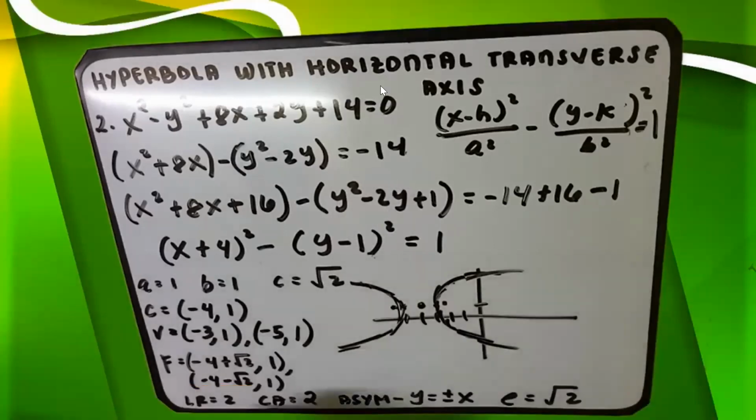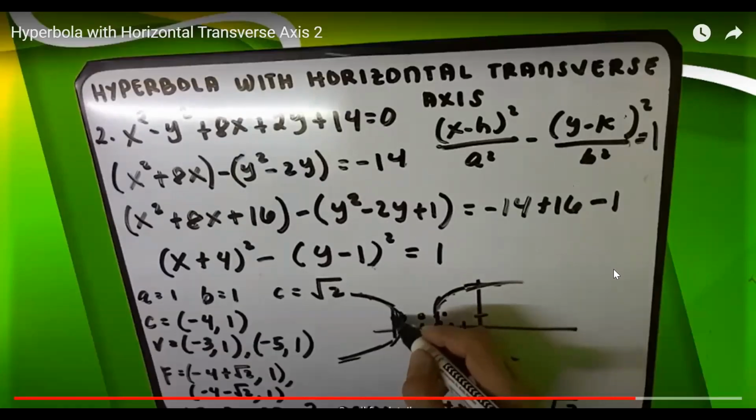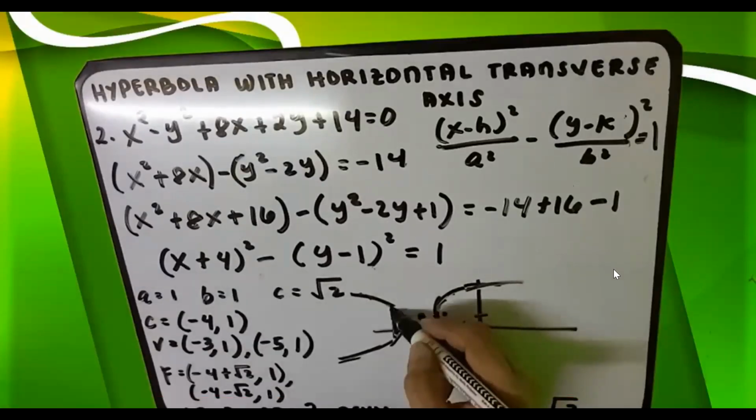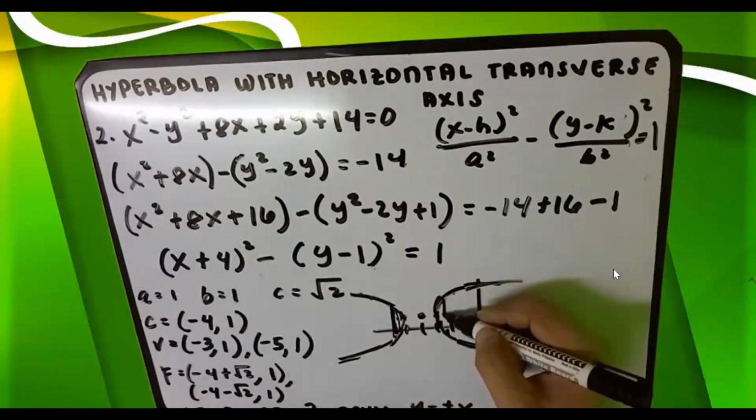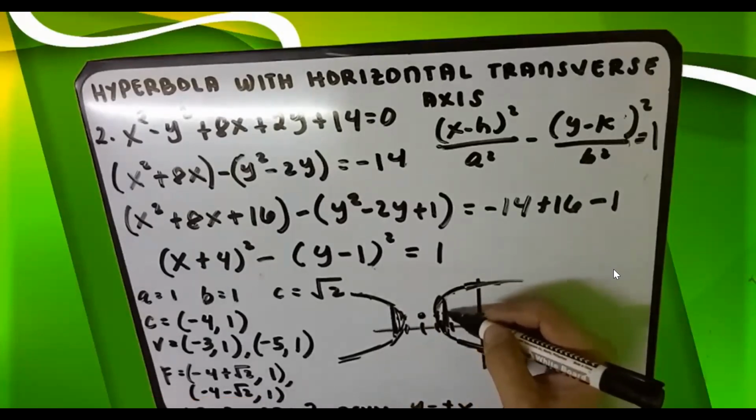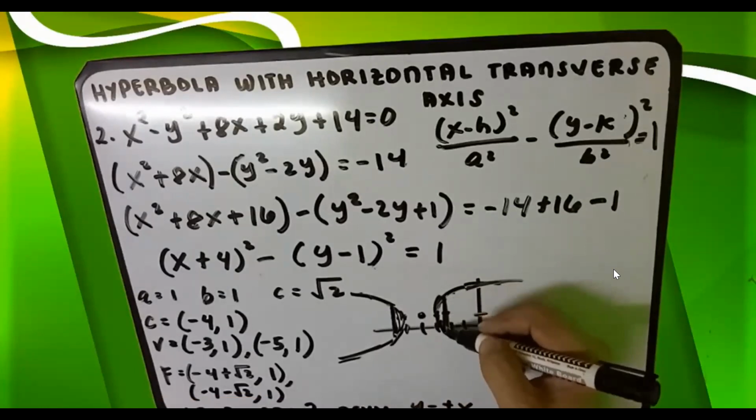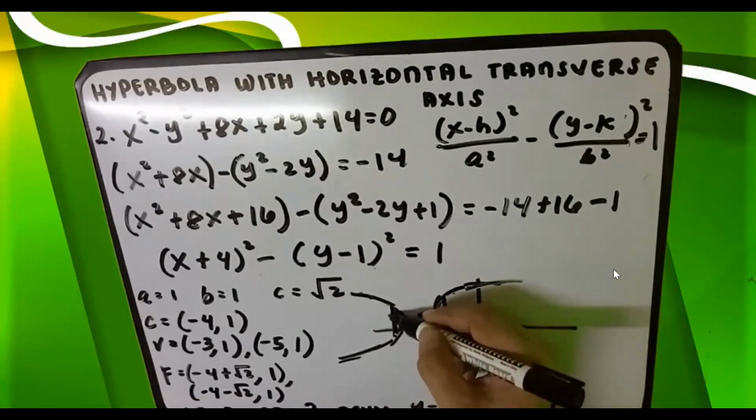And then length of the latus rectum, ibig sabihin 2 units to. Ay, 2 units. Tama, 2 units ang length niya. So center niya ito, so ibig sabihin tig 1 unit. So madali nang ma-identify yan.